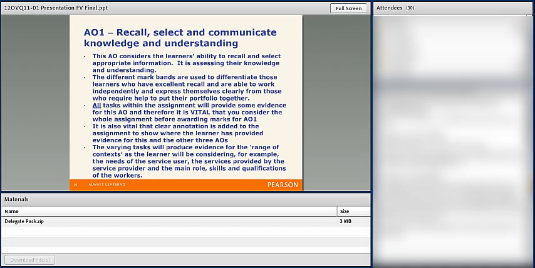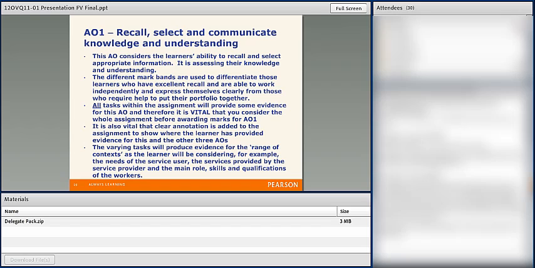So let's look then at the individual assessment criteria. So assessment objective 1 is recall, select and communicate knowledge and understanding. This assessment objective considers the learner's ability to recall and select appropriate information, so it's assessing their knowledge and understanding. And the different mark bands are used to differentiate those learners who have excellent recall and are able to work independently and express themselves clearly from those who require help to put their portfolio together.